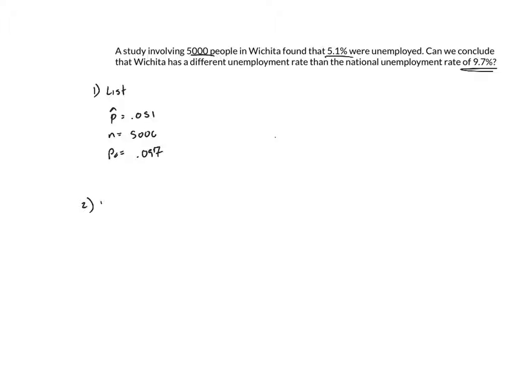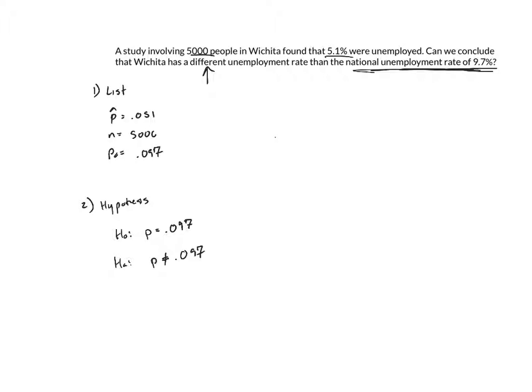Now that I've got that, the second step is hypothesis. When I write my hypothesis, I have H naught, my null, and HA, my alternative. H naught is what I assume, and it's always p equals p naught, or p equals 0.097. That's not what I'm trying to prove, though. I'm trying to prove that the national employment rate of 9.7% is different than that of Wichita. And anytime I'm using the word different, that means greater than or less than, just not equal to.